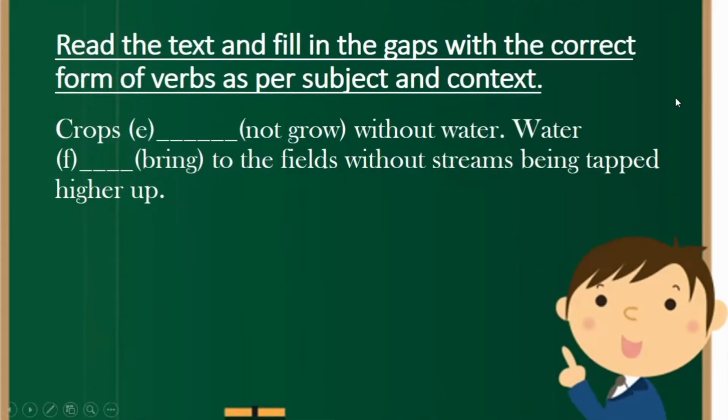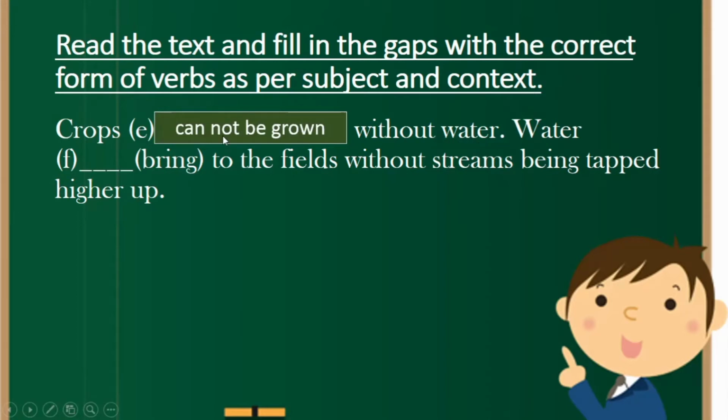Crops not grow without water. It is a statement, but my dear students, according to the text, the context wants to say that it is not possible for the people of this region to grow crops without water. Even if you write this sentence in active voice, you might also be correct because crops don't grow without water. But according to the context of this passage, we need to use the passive form of the verb. That's why we can answer it this way: crops cannot be grown without water.